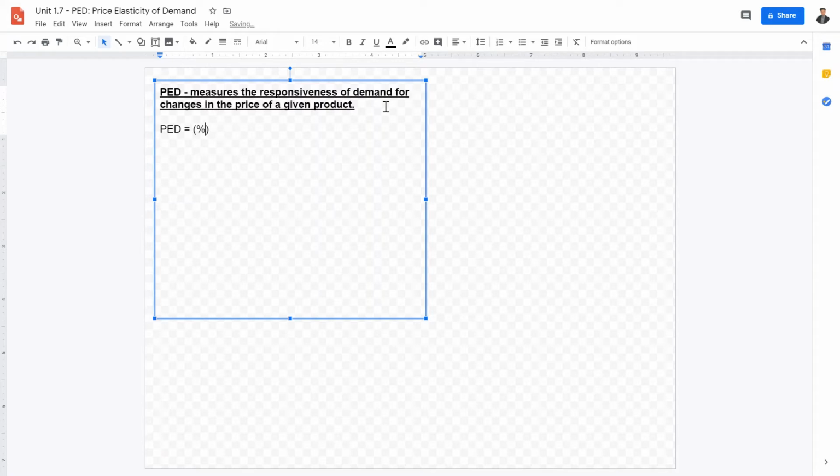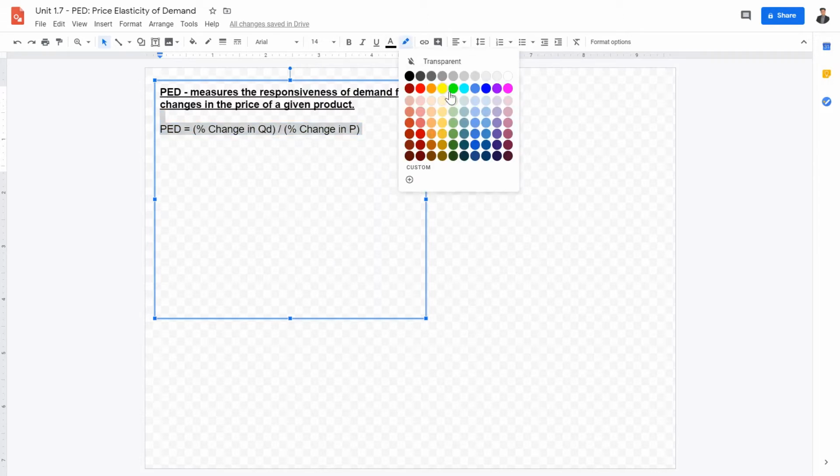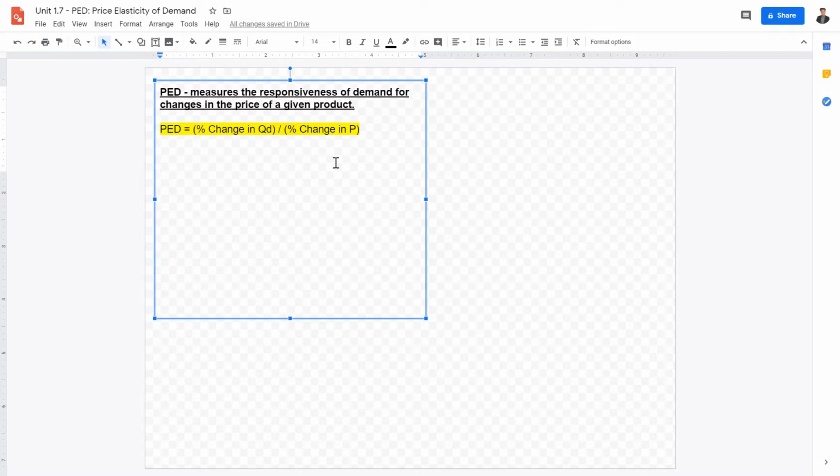So PED equals the percentage change in quantity demanded divided by the percentage change in price. So this right here is the equation for the calculation of PED. And it's important that you do percentage change and not just quantity divided by price. It is important to do percentage change in quantity demanded divided by percentage change in the price of the good.